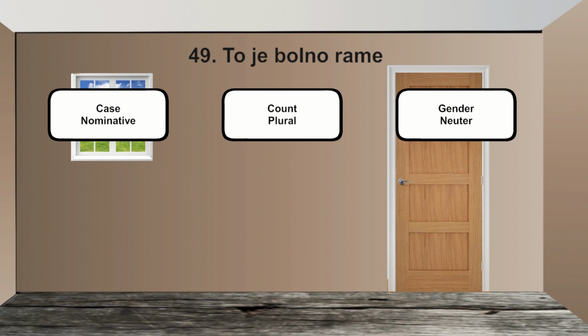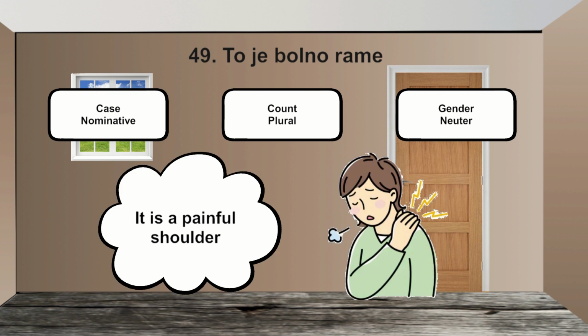Question 49. Pitanje 49. To je bolno rame. And again, to je bolno rame. Here we have singular and neuter. This one in the plural form behaves like ime, so the plural becomes ramena. It is a painful shoulder.